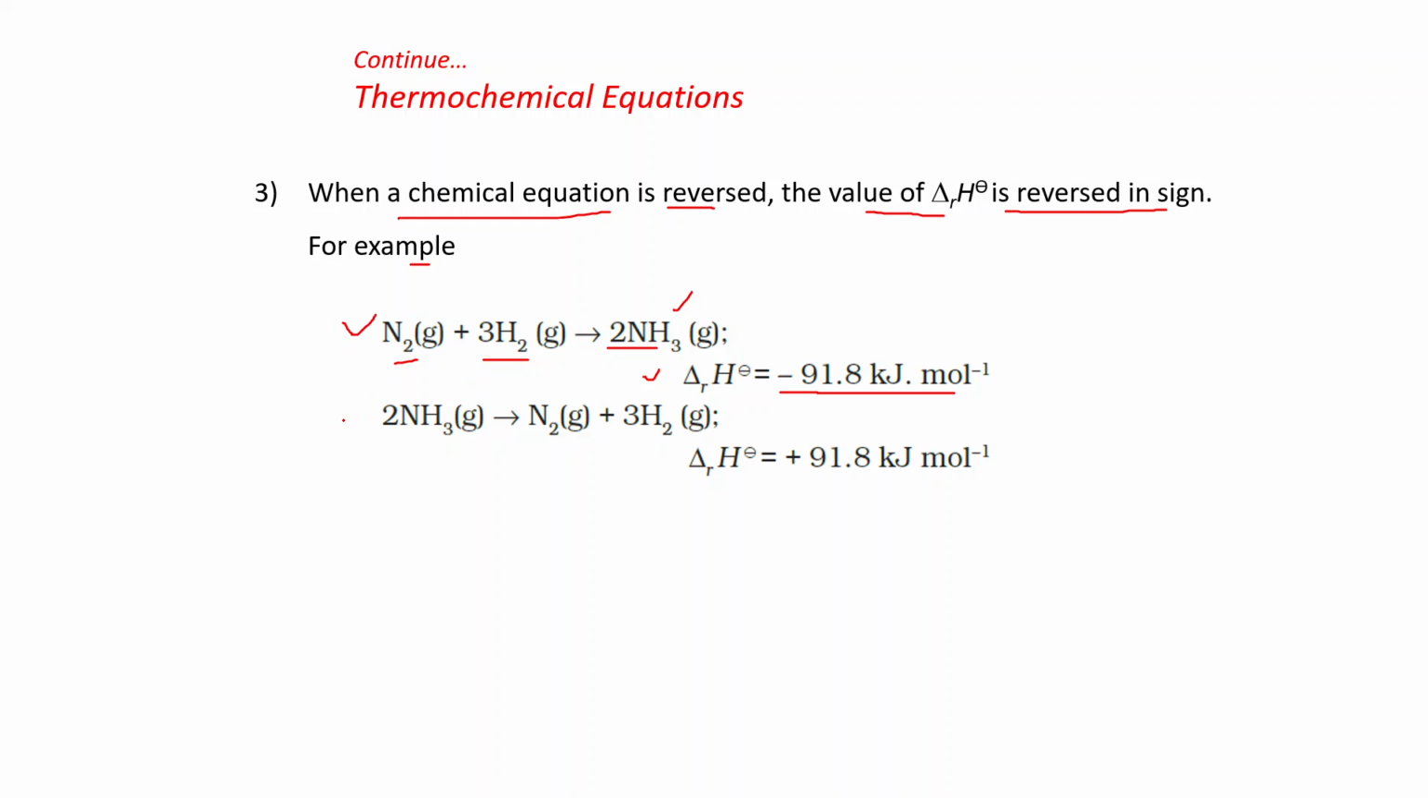Now see decomposition of ammonia: 2 NH3 gas converting into N2 gas plus 3 H2 gas. Then what about its standard enthalpy of reaction? Magnitude remains the same, but only the sign is reversed. That's why this is plus 91.8 kilojoule per mole.